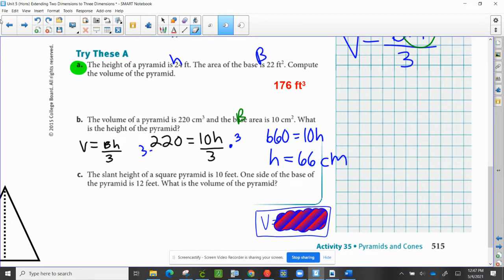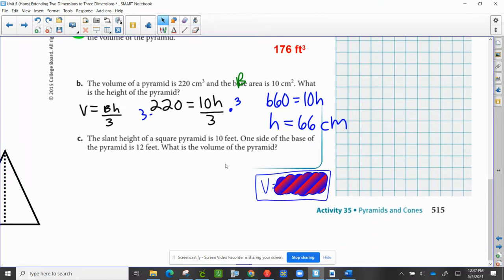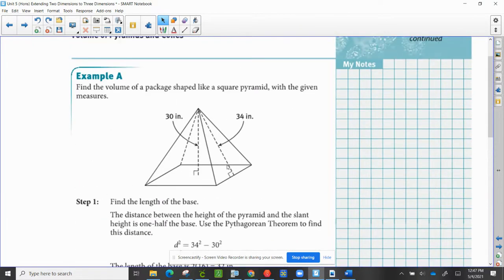Okay, the next problem I'm going to help you guys with a little bit. It says the slant height of a square pyramid is 10 feet. If I go to this picture up here, remember slant height is referring to from the vertex down to the base edge. That's our slant height. We called that L in our previous videos.